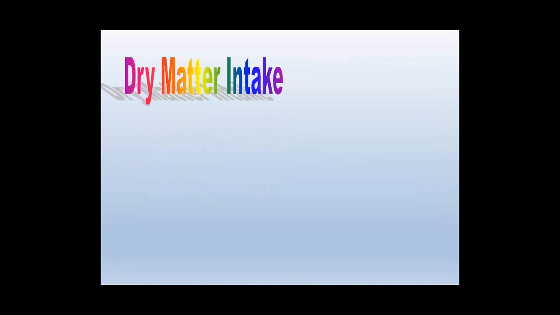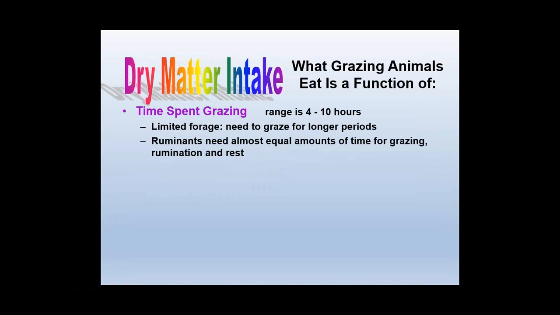So the last point I really want to spend some time on is dry matter intake. Dry matter intake is what grazing animals eat, and it's a function of several things. The first one is the time spent grazing. Animals do have an agenda, and they do have a schedule, just like the rest of us. We would expect generally that most animals would graze somewhere between 4 and 10 hours. If we have limited forage, they're going to have to graze somewhat longer.